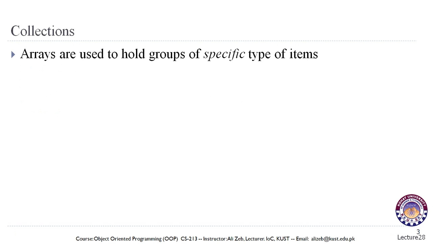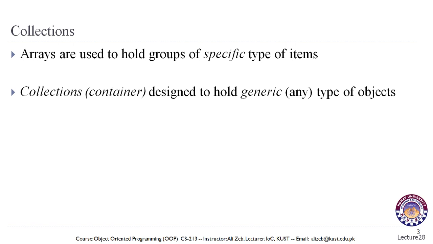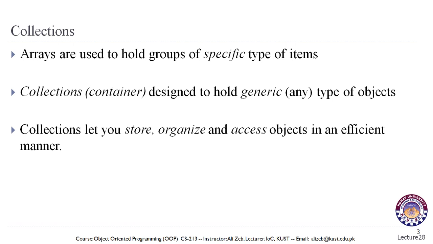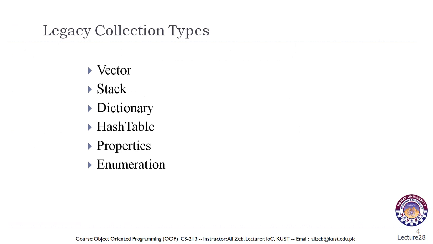Collections, as opposed to arrays, are used to hold groups of specific types of items, as an array is a kind of collection that can be used to hold groups of specific types of items. Collections are containers designed to hold generic or any type of objects. In Java, collections let you store, organize, and access objects in an efficient manner.